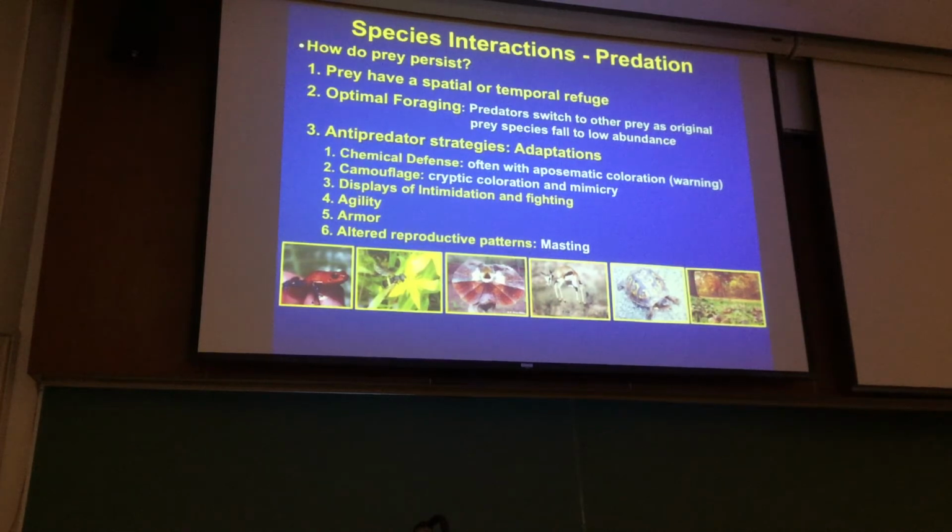Agility is another one. Can you catch an impala in the Serengeti by yourself with no tech? No. Good luck, right? No, not going to happen. So agility, the ability to run fast and jump high, are ways to get away.